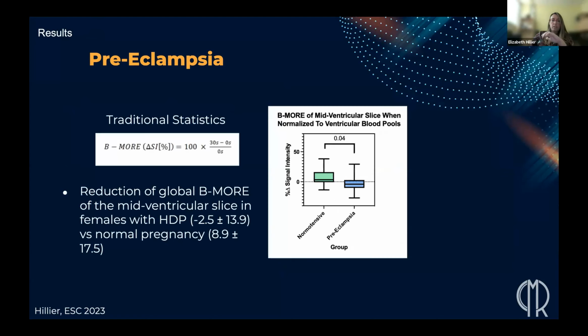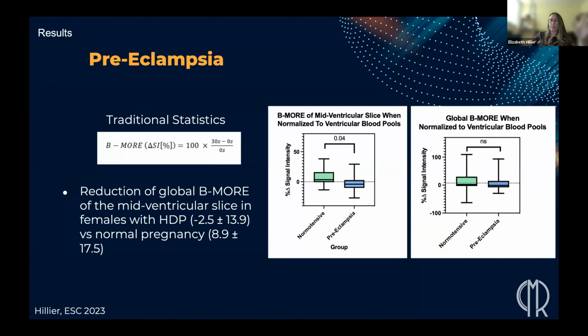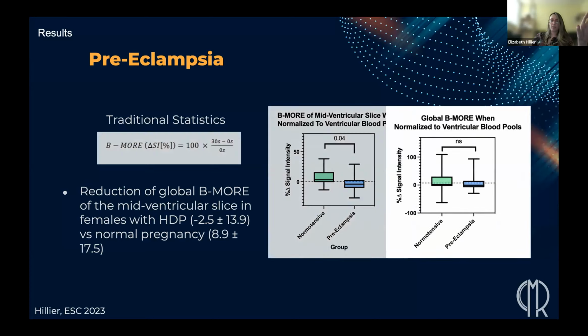So when we look at OS-CMR, at the midventricular slice, typically the second slice that we acquire, there is a difference in the global B-more of that slice. So there is a reduction of this B-more in this follow-up period. So maybe it could indicate some global underlying microvascular dysfunction. But when we look at the global signal intensity response across both slices, there's no significant difference.